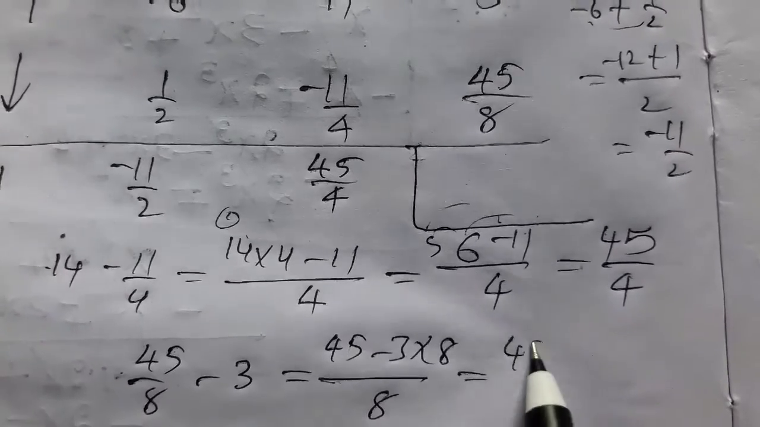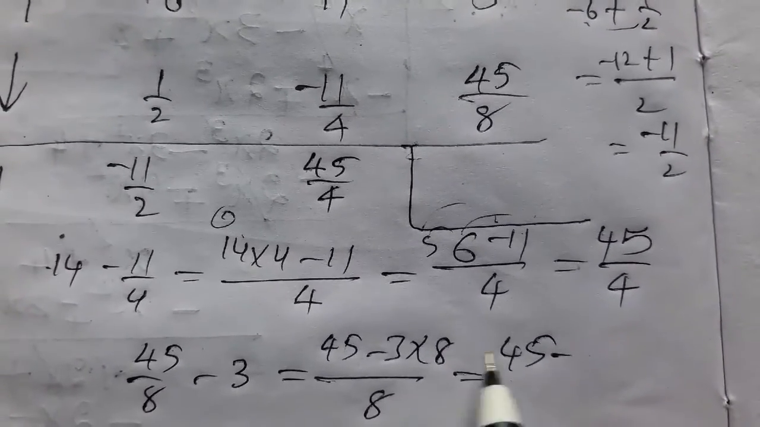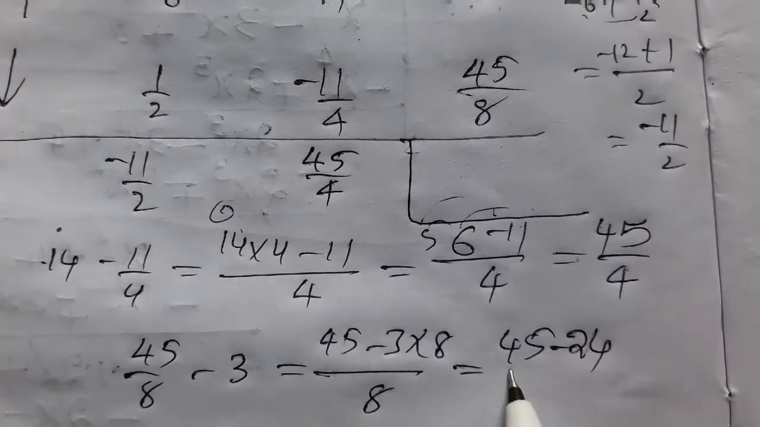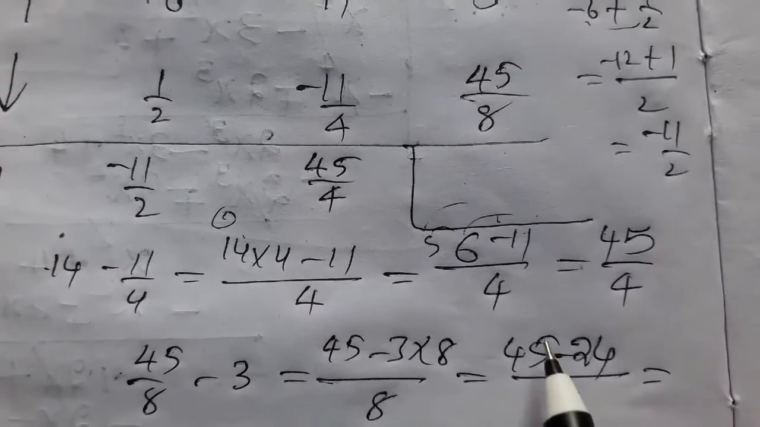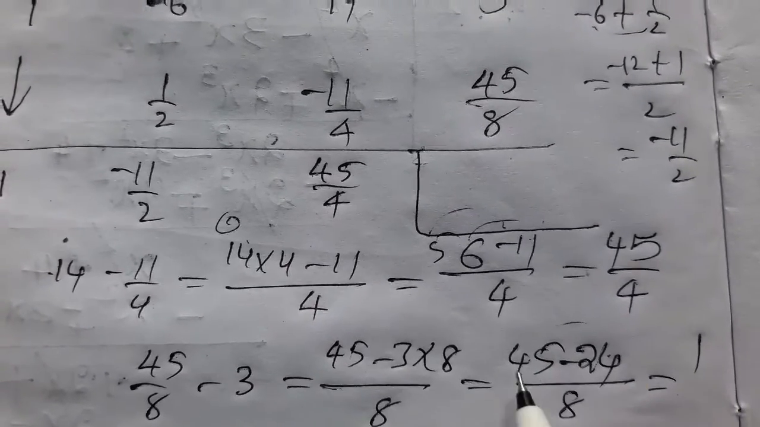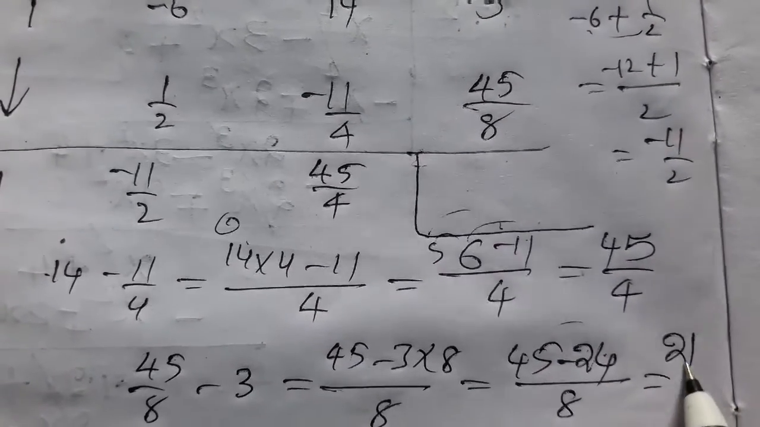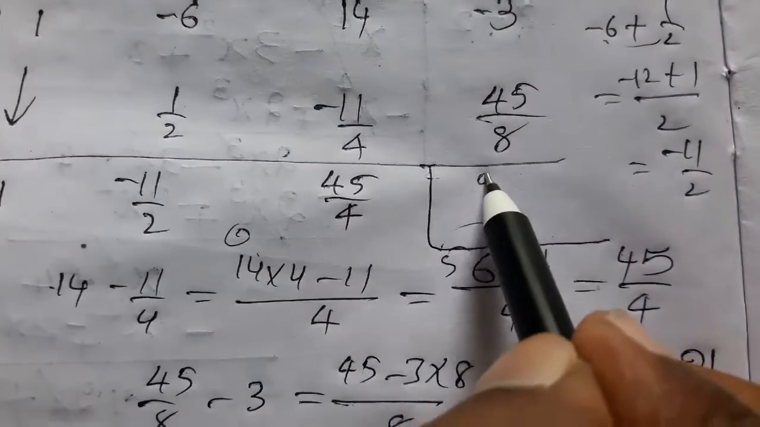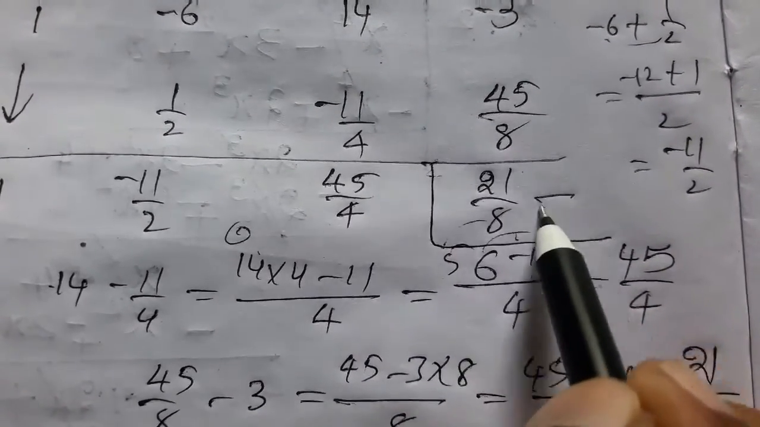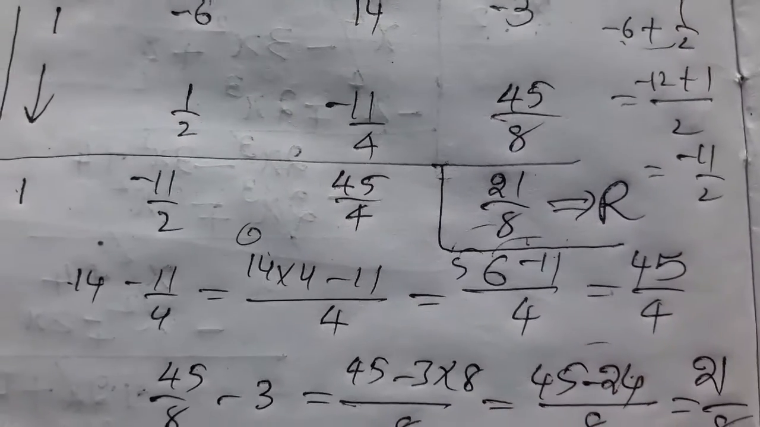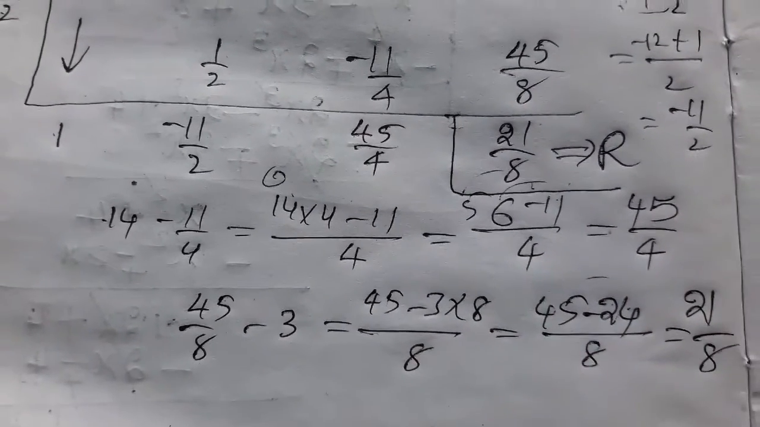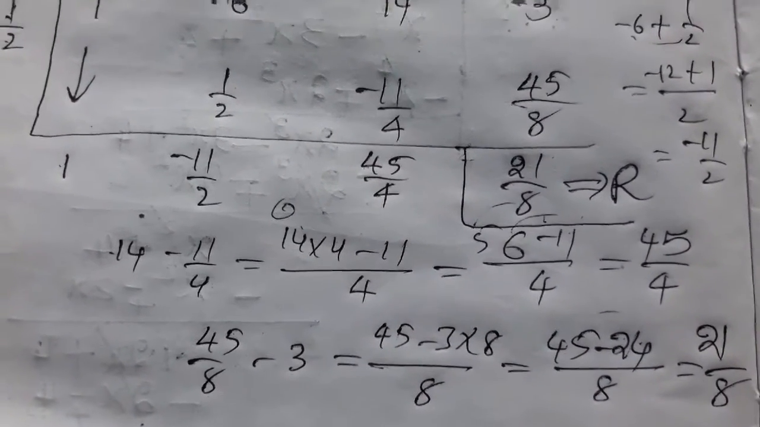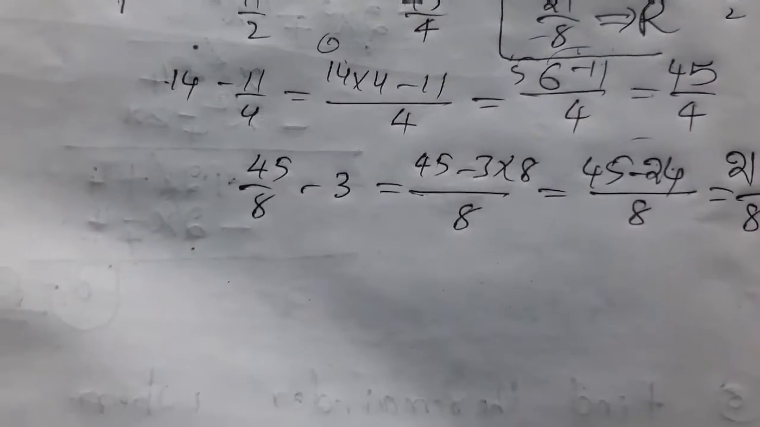Now that is equal to 45 minus 3 eights are 24 by 8, that is equal to 5 minus 4 becomes 1, 4 minus 2 becomes 2, that means 21 by 8 is the remainder. What we got? 21 by 8. This is the remainder. Now by using the actual division method we can verify this, isn't it?